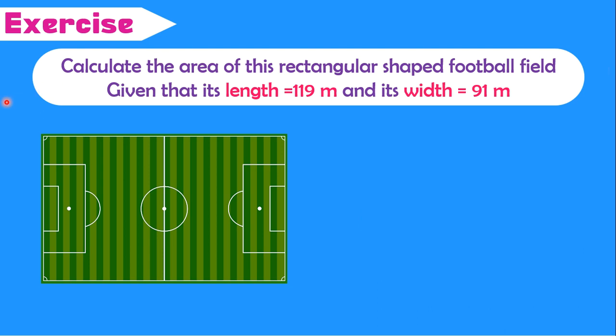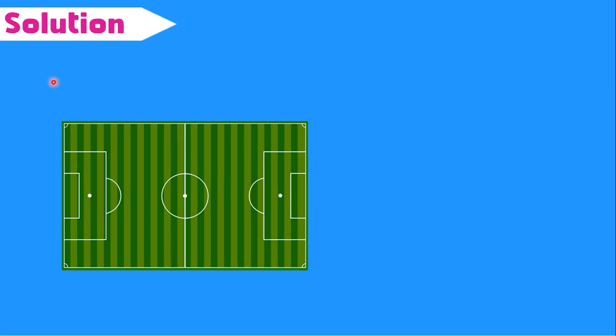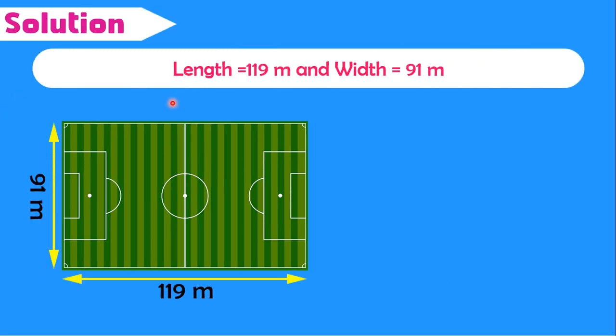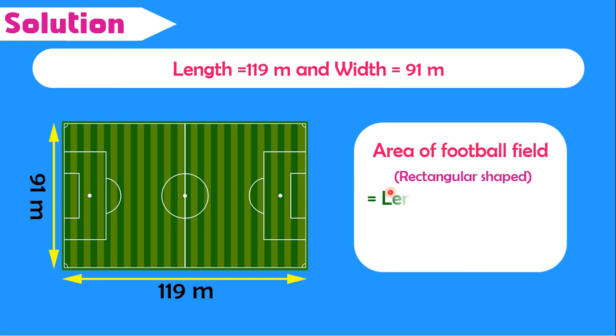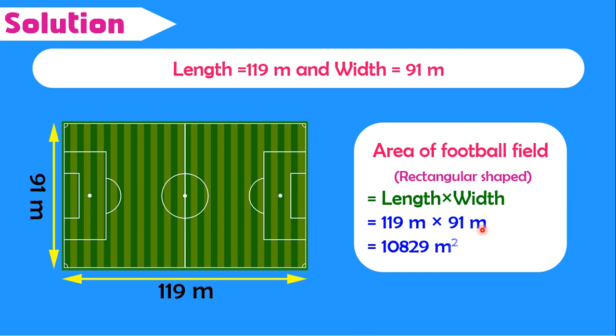Now let's do it together. The solution. The length equals 119 meters and the width equals 91 meters. To calculate its area, we have to multiply its length by its width. So we have to multiply 119 meters times 91 meters. This will give us 10,829 meters squared.